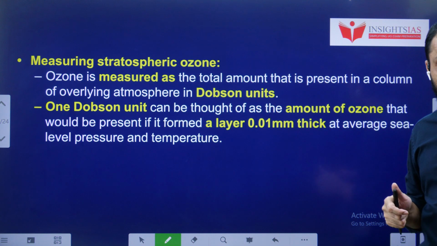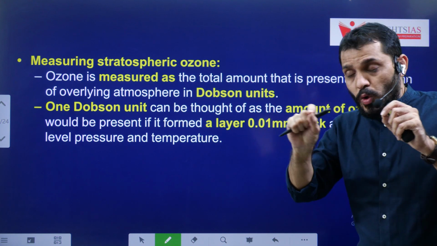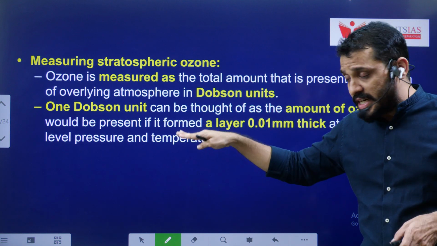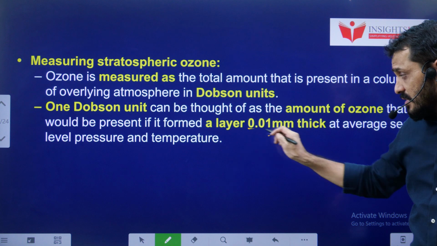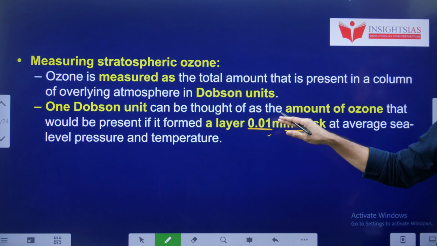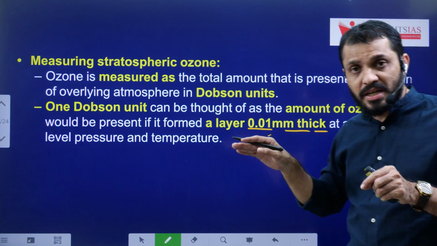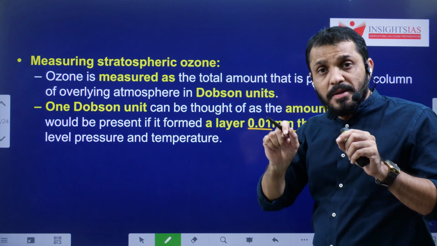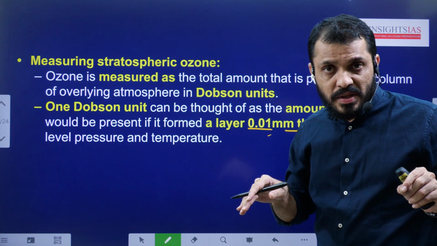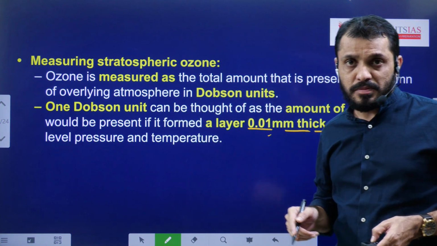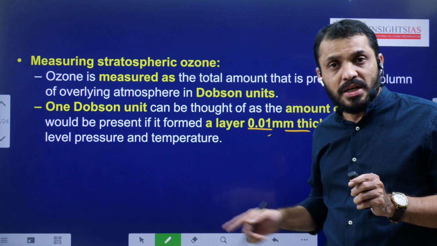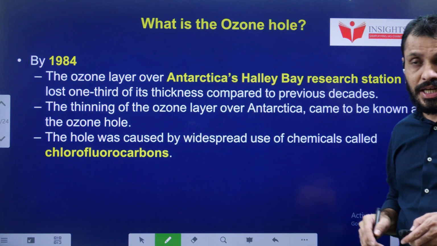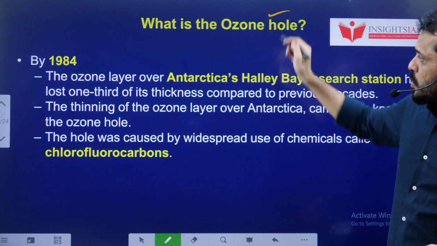One Dobson unit is when we spread the ozone at average sea level pressure and at average temperature with a thickness of 0.01 mm. If you spread this ozone at this temperature and at this pressure, that amount of ozone is one Dobson unit. So from an examination point of view, you have to remember these particular values as well as the name of the unit. Next, what is this ozone hole?